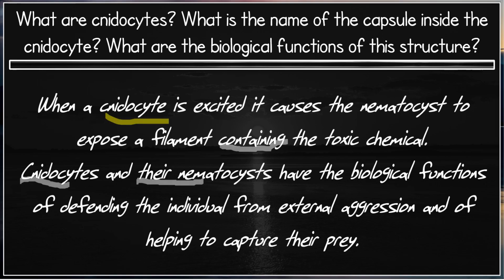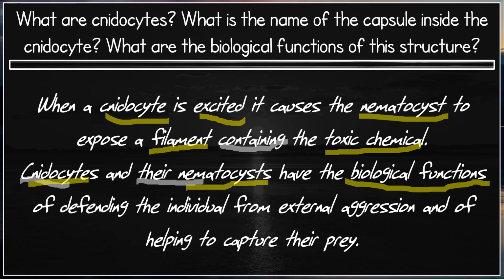When the cnidocyte is excited, it causes the nematocyst to expose a filament containing the toxic chemical. Cnidocytes and their nematocysts have the biological functions of defending the individual from external aggression and of helping to capture their prey.